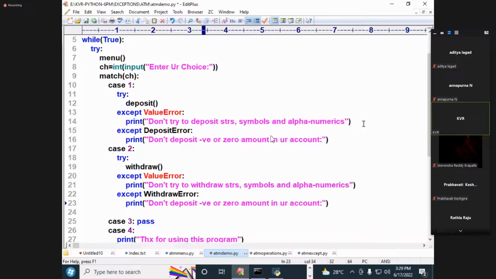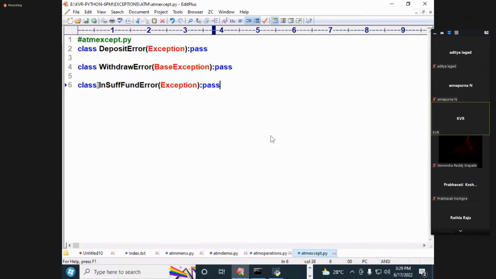Withdraw what? Negative, zero amount from your account. Okay. Next, I will write what? One more. Yes, insufficient fund error. That is very, very important. Insufficient fund error. I say insufficient fund error.